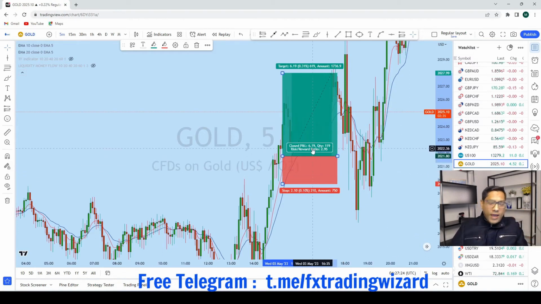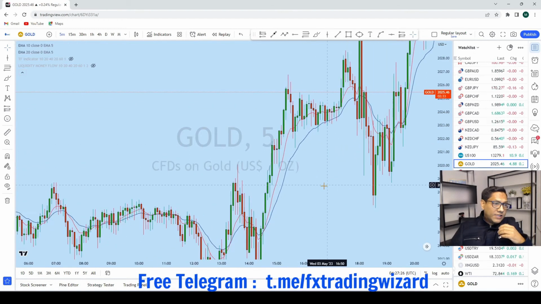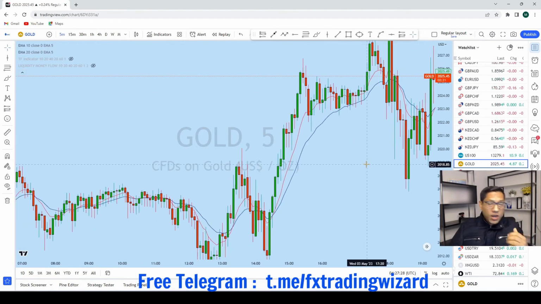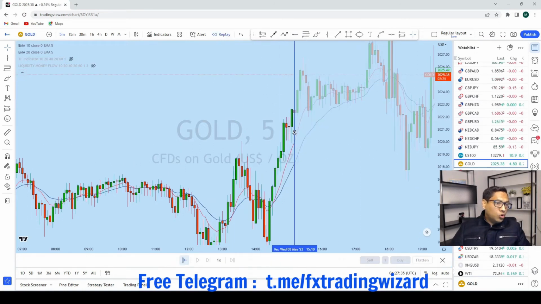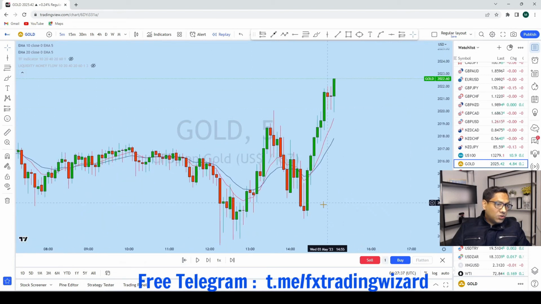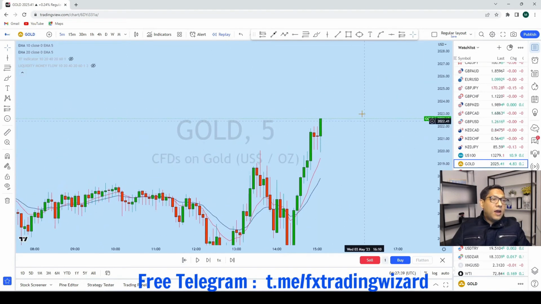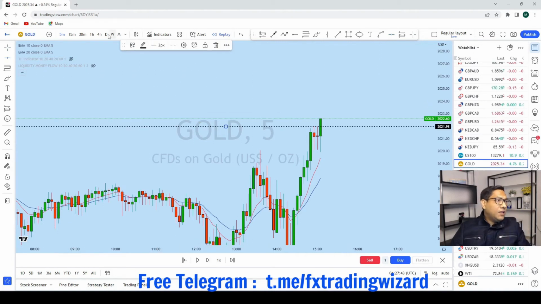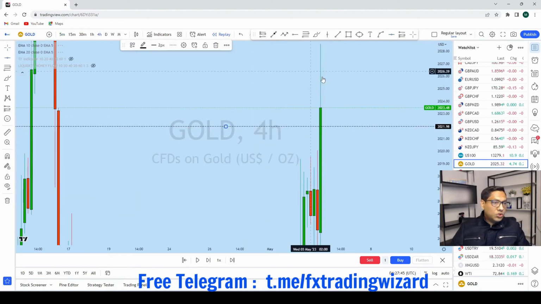I'm going to replay the chart to see exactly what I looked at on the trade when I entered. As you can see, after this liquidity grab, there was first of all an impulse here. Now where is the area of value? Let's draw this level here and then go to the 4-hour time frame to see the area of value.